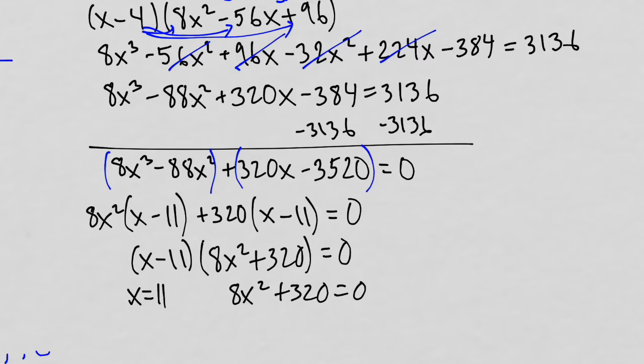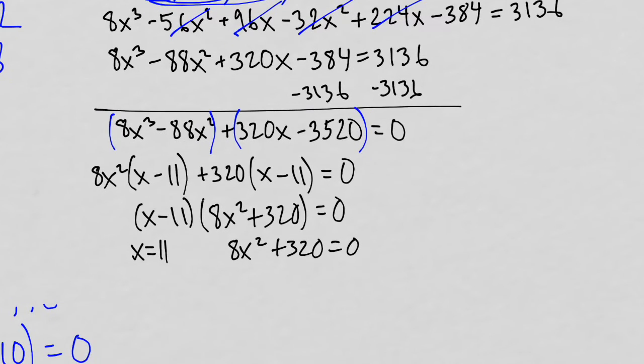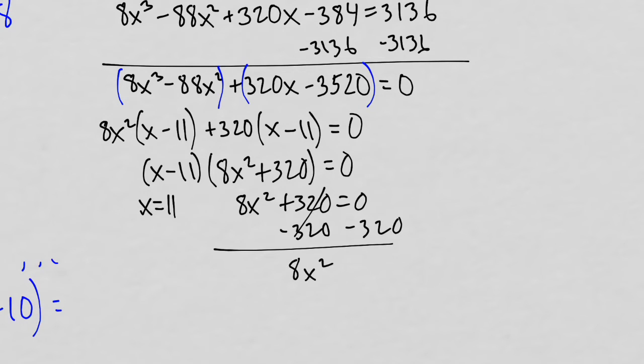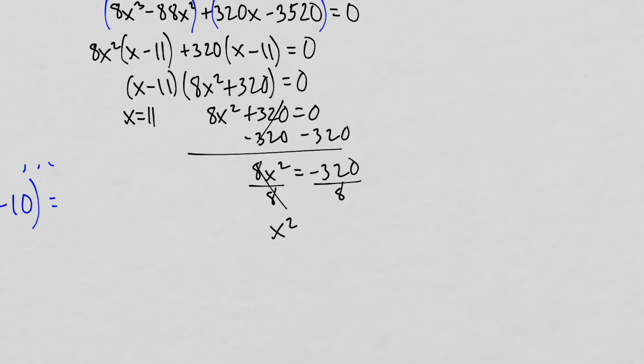Right? The other one is 8x squared plus 320 equals 0, which, as I said when I was introducing these problems, it doesn't really matter what that one is going to give you. It's going to give you an imaginary answer, an imaginary number. Look, you can actually solve it by subtracting 320. So it cancels. So it's 8x squared equals negative 320. Divide by 8. And you're going to get x squared equals negative 40. And then you're going to try to take the square root of both sides. And you're going to get an imaginary number, right?